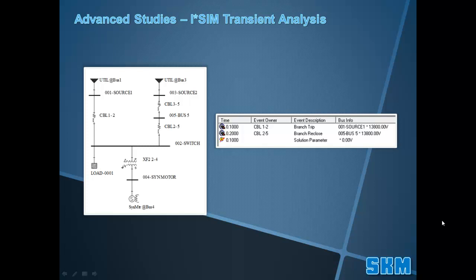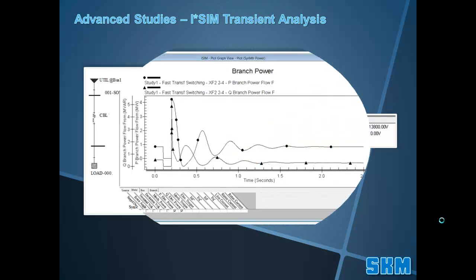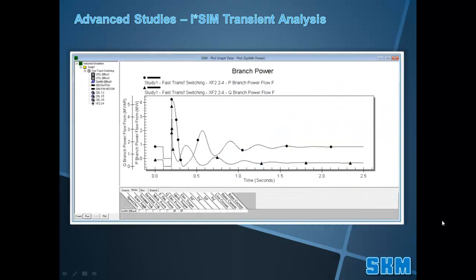The dynamic events include the tripping of the branch between bus 1 and bus 2 at 0.1 second, followed by the reclosing of the branch between bus 2 and bus 5 after 6 cycles. The branch P and Q flows from bus 2 to bus 4 are shown here. Notice that both the P and Q flows become zero after the plant is disconnected from source 1, and they regain power after the plant is connected to source 2.